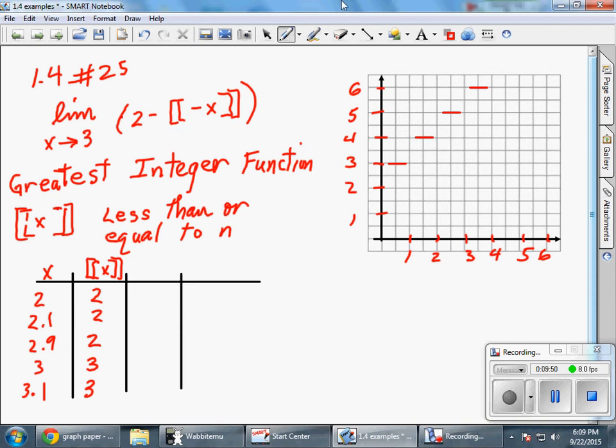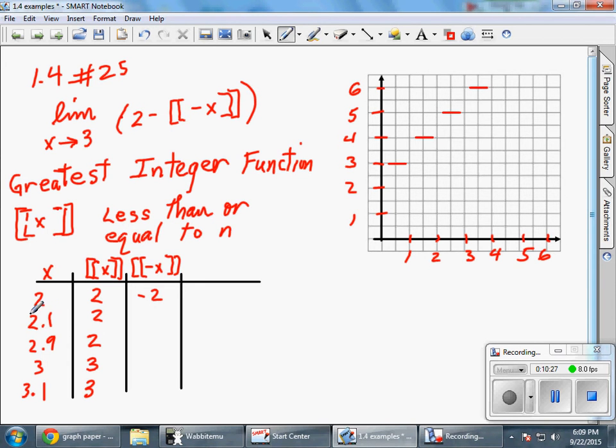Notice in our function we have the greatest integer of the opposite of x. So let's make a column for that. This one's a little trickier, so put on your thinking caps, everyone. For x equals 2, the greatest integer less than or equal to -2 is -2, because we're taking x from this column, taking the opposite, and taking the greatest integer. That would still be -2.